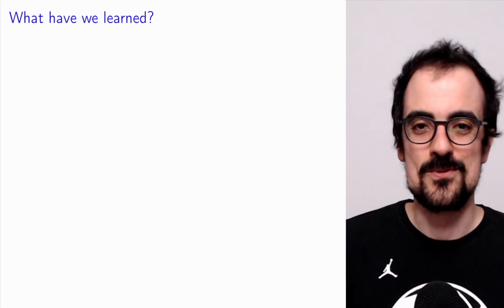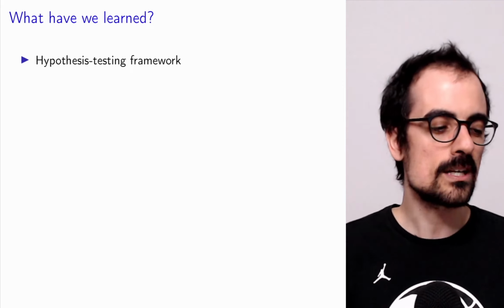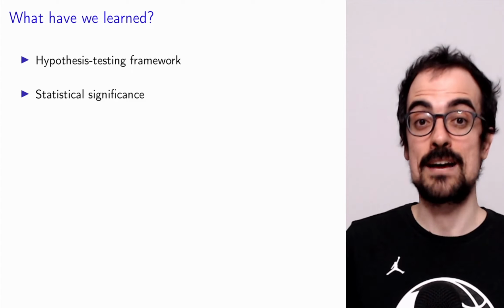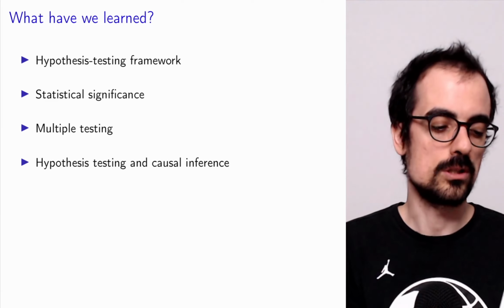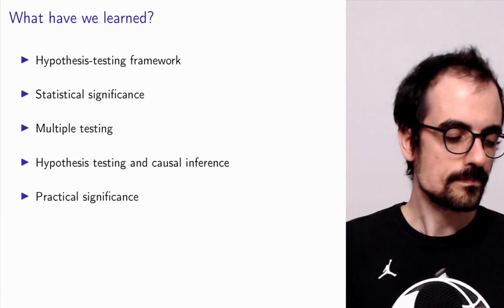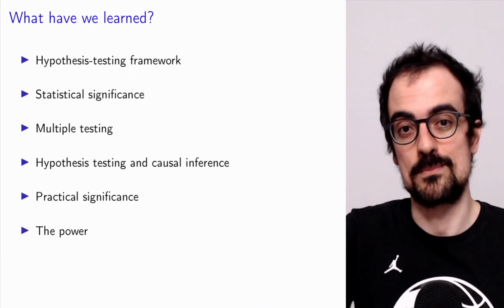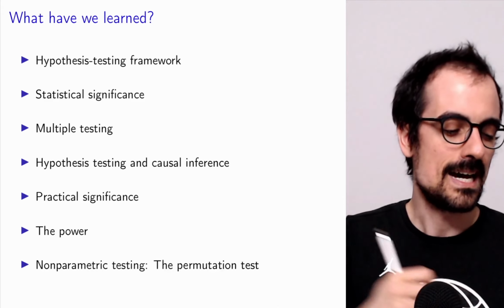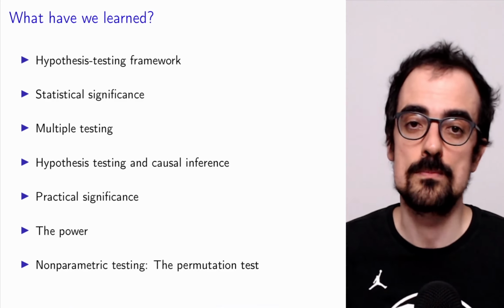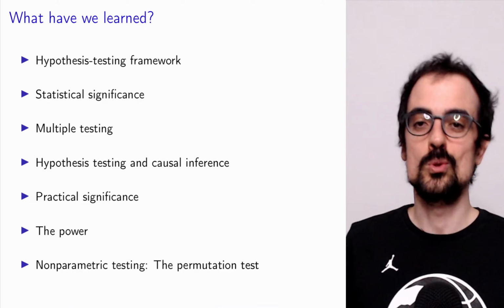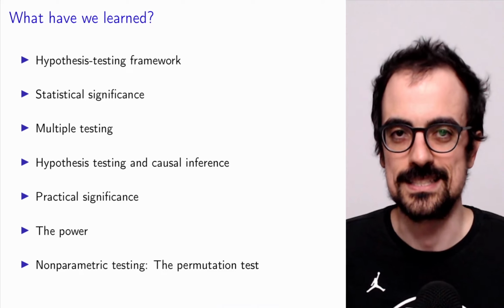All right, so we've made it. What have we learned? We have learned the different elements in the hypothesis testing framework. We have talked about statistical significance. We have discussed some very important topics in practice, which were multiple testing, hypothesis testing and causal inference, and practical significance. And towards the end, we talked about the power of a hypothesis test, which is the probability of actually finding a true positive. And finally, we discussed non-parametric testing, and we showed how to use the permutation test to do two sample tests without needing to find a parametric model for the test statistic.